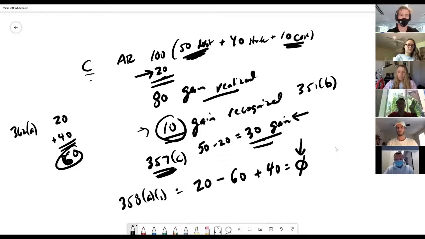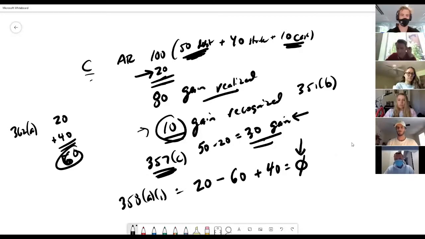Professor Polsky? Yep, Max. I have one question. I was thinking when I was doing this problem, with respect to A, A only gets cash. He doesn't get any stock in 351. So do we just look at the whole group, what they get? Because if we just look at A, you don't have any stock there. Is that an issue? Or is A not contributing? Well, A is getting back stock.